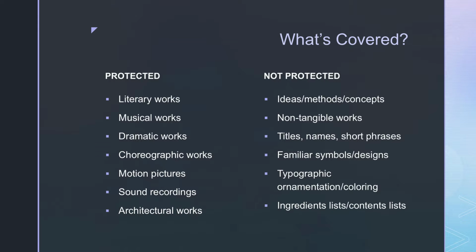What's not covered? Things that are a bit more ephemeral, like ideas, methods, concepts. Non-tangible works, that can be kind of confusing. A non-tangible work would be, for example, if I give an extemporaneous speech somewhere, and don't write it down. That speech is not copyrighted. So things like titles and names and ornamentation and colors, lists of ingredients. It's a good thing ingredients aren't copyrighted because we would never bake a chocolate cake again. That's some of the basics.